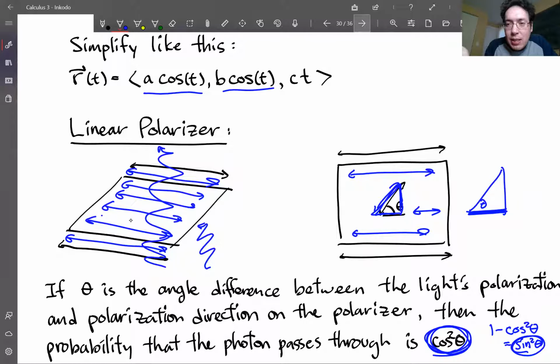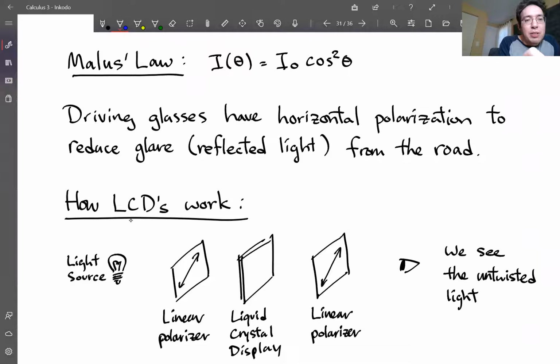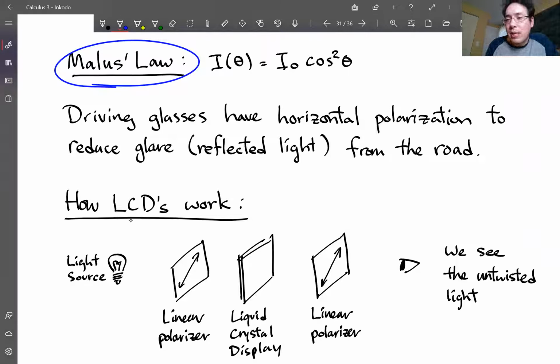And I think there's a, let's see. Oh yeah, there's a physics law that describes this. If I naught is the initial intensity of the light, and you're making angle theta with the polarized light versus the linear polarizer film, then the intensity of the light you see is going to be reduced by a factor of cosine squared. Okay, so how is this related to the other things that we were talking about?